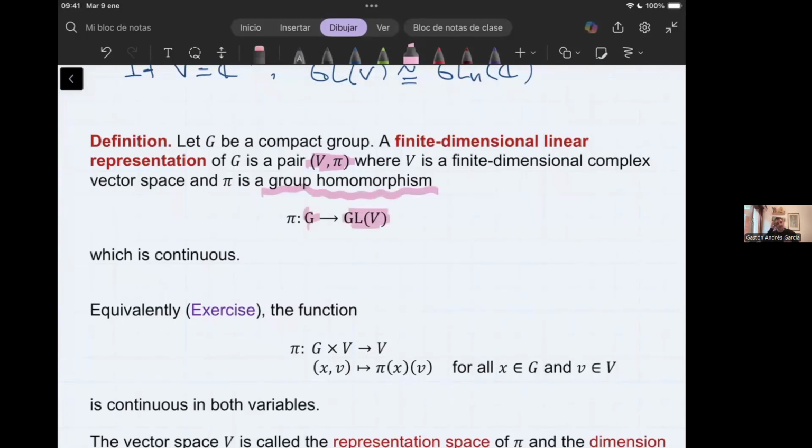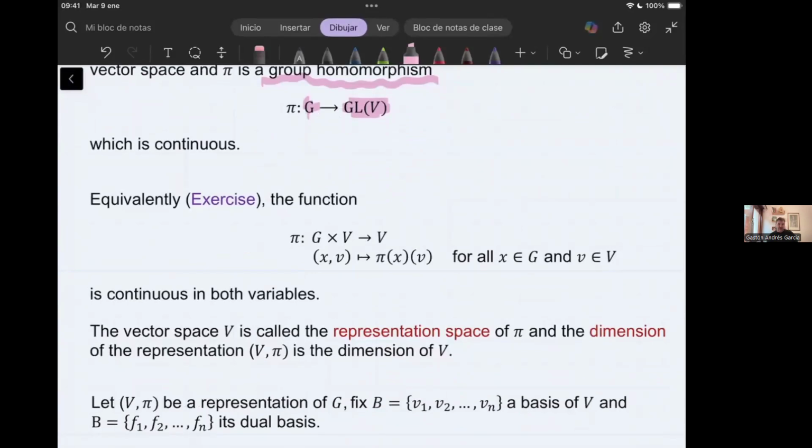Yes? This is an abstract representation, but here we are talking about compact groups. Compact groups are topological groups, so we need that this map should be nice enough. Being nice enough means it is continuous, okay? So in conclusion, a finite dimensional representation of our compact group is a pair given by a finite dimensional vector space and a group homomorphism between G and GL_d, which is continuous.